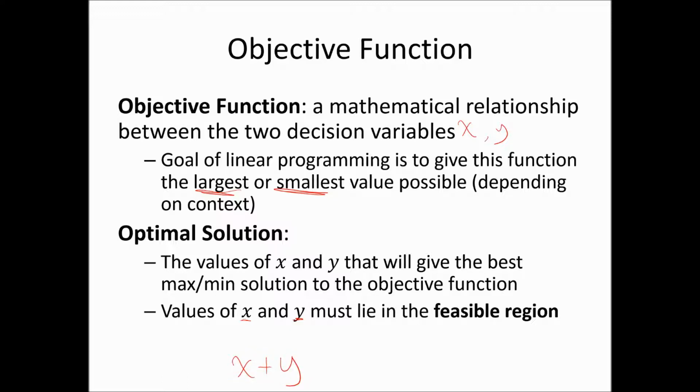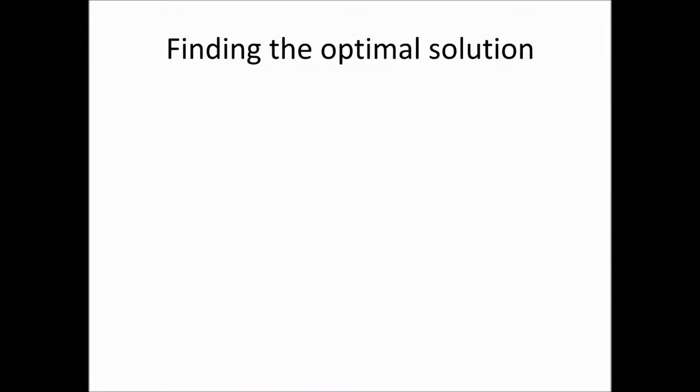So just as a quick example, if the objective function was I'm trying to make x plus y as big as possible, well, I can't just pick any value of x and any value of y. I've got to choose x's and y's that lie within the feasible region. So of all the points in that feasible region, what's going to give me the best or the biggest value of x plus y? So it has to satisfy all those constraints.